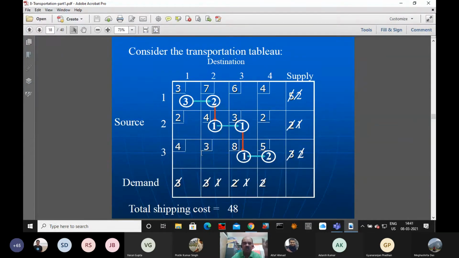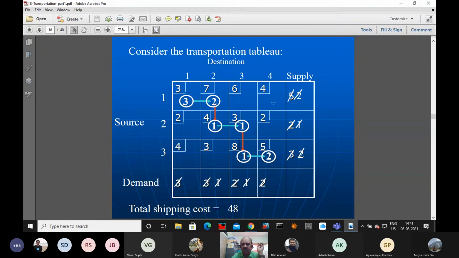So in the first row, there is 3 and 2, both are allocated. Their sum equals 5. In the second row, 1 and 1, the sum equals 2. That is complete. Then in the third row, we have 1 and 2, sum equals 3.